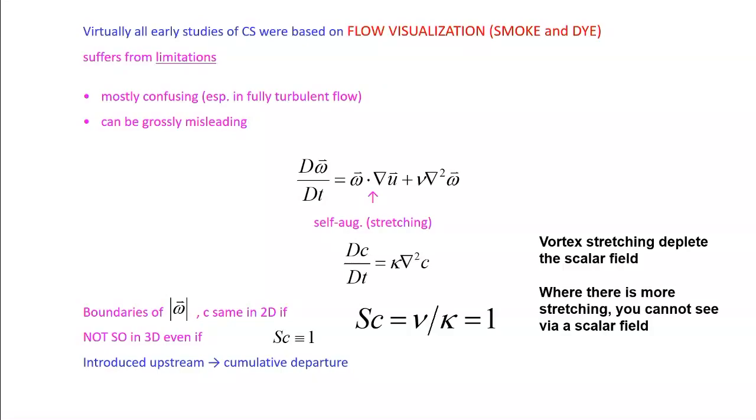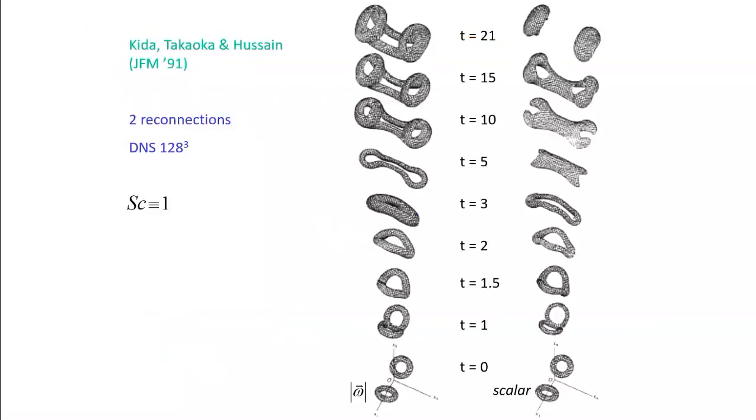And this one is important because if you have in any given flow strong stretching, what it will do is essentially deplete the scalar field. So any visualization via scalar field will be very misleading, and this actually was verified in his early work when he did some simulation. Here is a simulation of two vortex rings colliding at an angle.